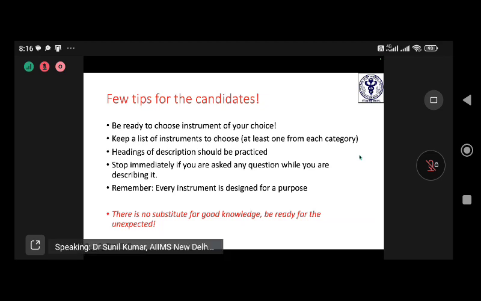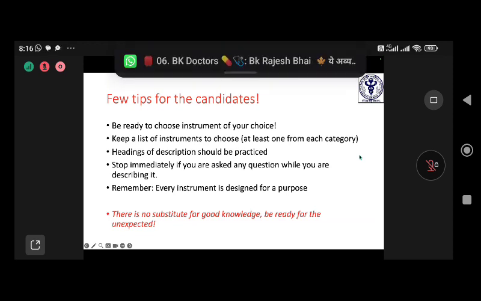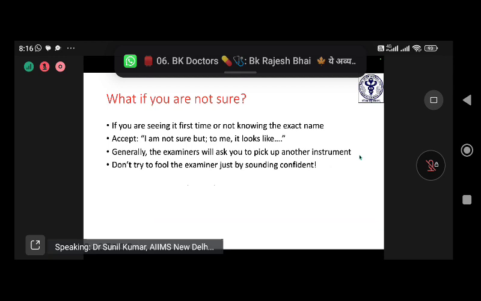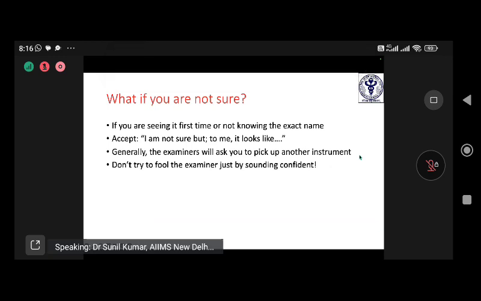You have to remember that every instrument is designed for a different purpose. One particular purpose which is specific to that instrument is to be very clear about, and there is no substitute for good knowledge that everybody knows. Many times you will find something unexpected, particularly when the examiner chooses one instrument for you. Then you can have some trouble in that. Be ready for that. It's not that it will be completely unknown, but what if you are not sure? Then also be prepared for that.